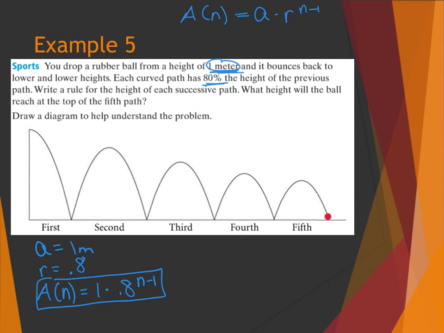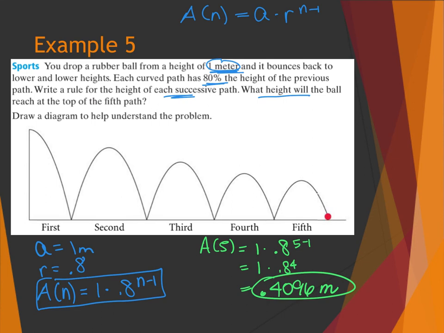Now for my fifth term, because it says write a rule for the height, which we've done, what height will the ball reach at the top of the fifth path? So that really means that we are looking for A of 5. So that means I have 1 times 0.8 to the 5 minus 1, or 1 times 0.8 to the 4th power. And if you type that in your calculator, you're going to see that you get 0.4096, and your units on that would be meters.